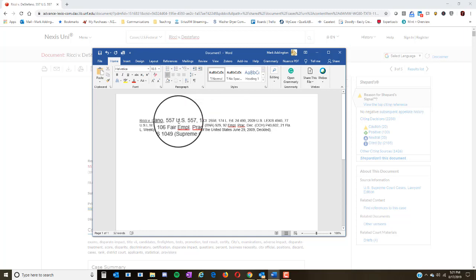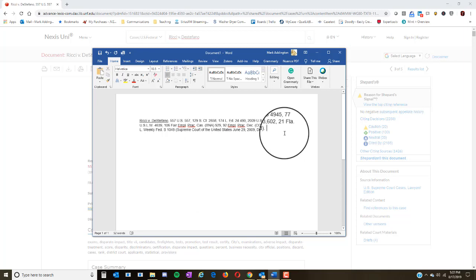And what you would do if you were going to look this case up in the reporter is go to volume 557 and turn to page 557 to find the first page of Ricci v. DeStefano. Pretty simple. So that is one way in which you can find the case in books, and the citation is to give you direction to find it. If you were going to the Supreme Court Reporter, you go to volume 129 and turn to page 2658, and that would be the beginning of the case.